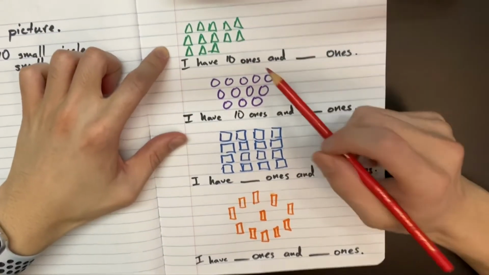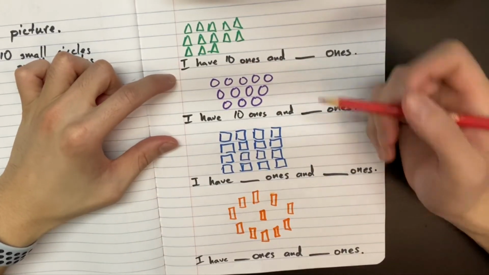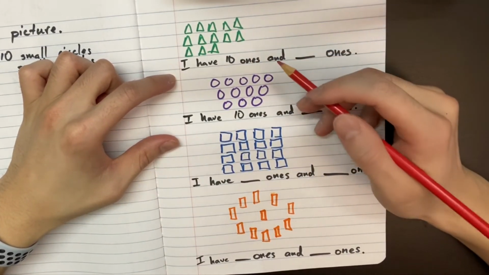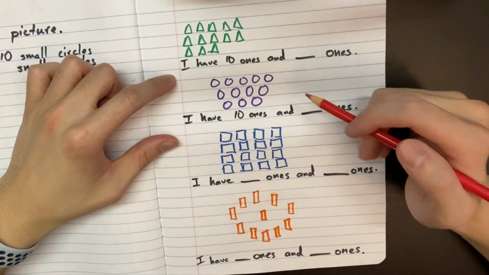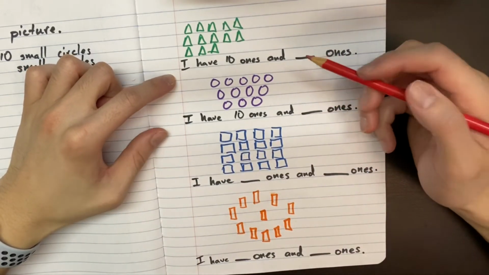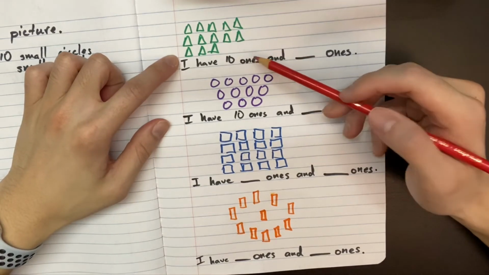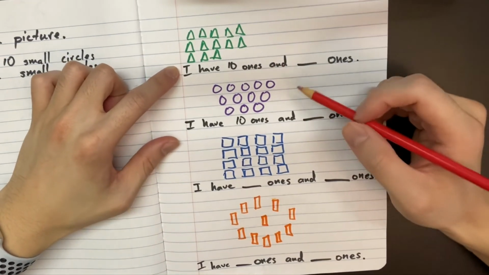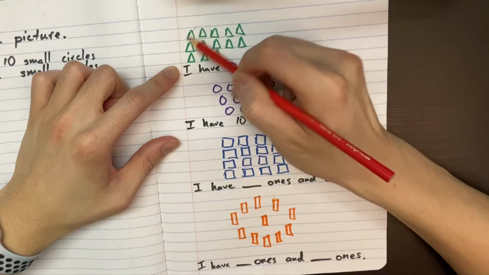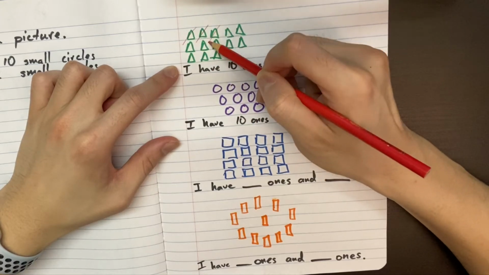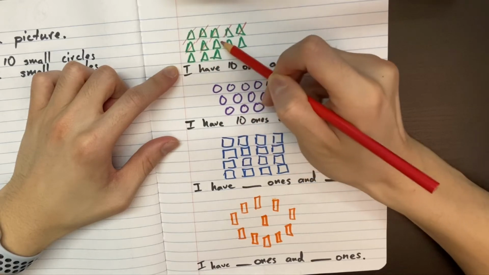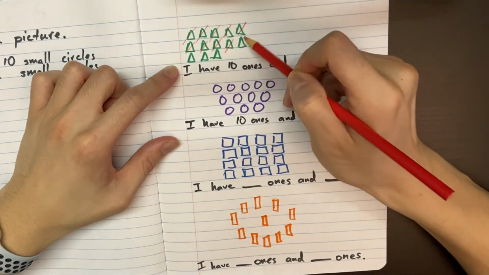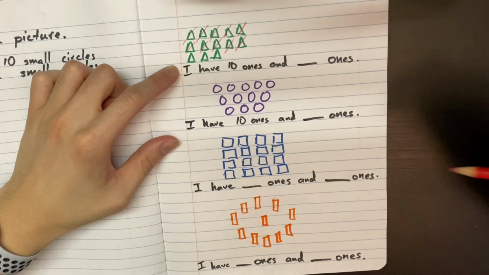All right. So we're going to count all of these objects. And every time I count, I'm going to cross one out so I don't lose track, okay? Same thing we did in our lesson. Let's look at this first one with the green triangles. We're going to count them together. Ready? 1, 2, 3, 4, 5, 6, 7, 8, 9, 10. Oh, there is my first group of 10.